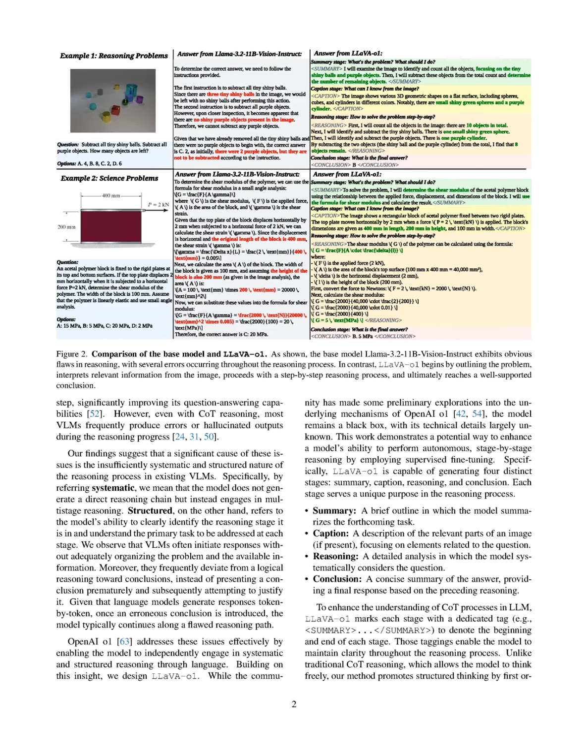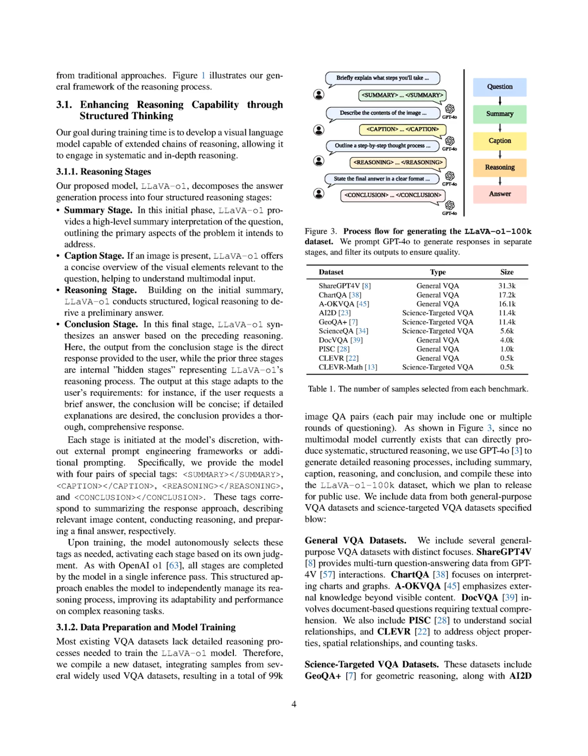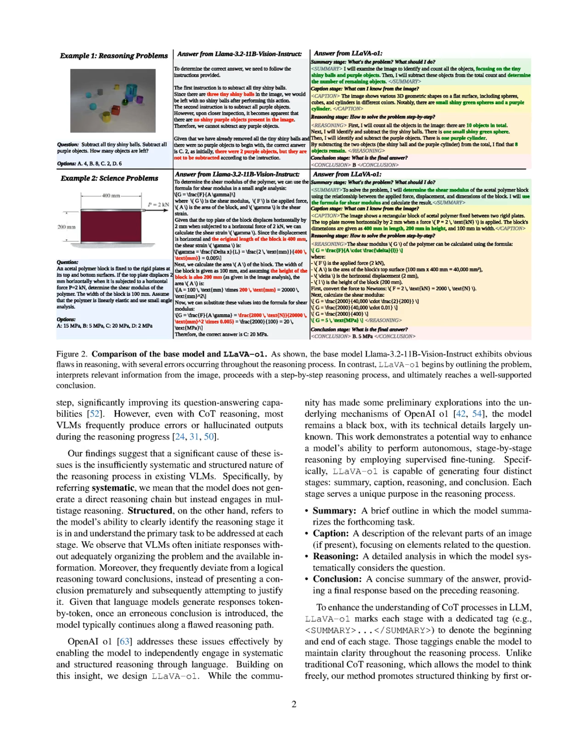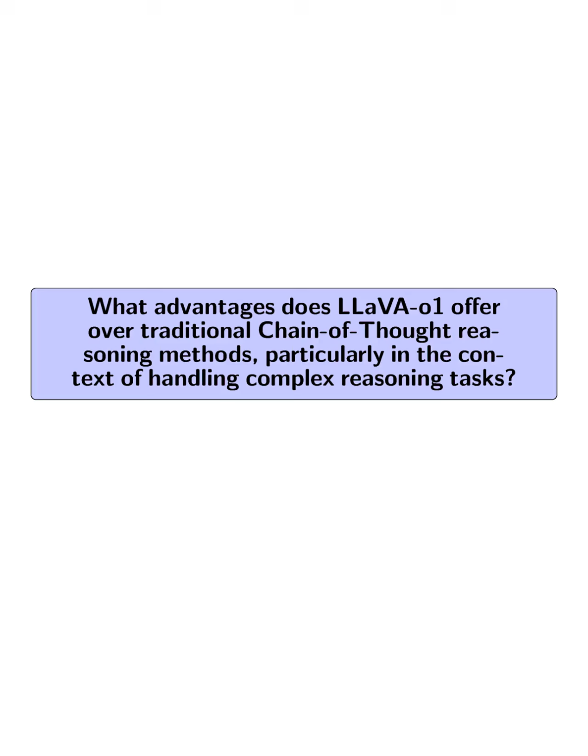3. <reasoning>. Here, LLaVA-o1 would analyze the visual information systematically, stating, "The car appears to be red based on its surface color and reflections." </reasoning>. 4. <conclusion>. Finally, the model would provide a concise answer, such as, "The color of the car is red." </conclusion>. This structured approach allows LLaVA-o1 to maintain clarity and logical flow throughout the reasoning process, enhancing its ability to provide accurate responses. What advantages does LLaVA-o1 offer over traditional chain-of-thought reasoning methods, particularly in the context of handling complex reasoning tasks?